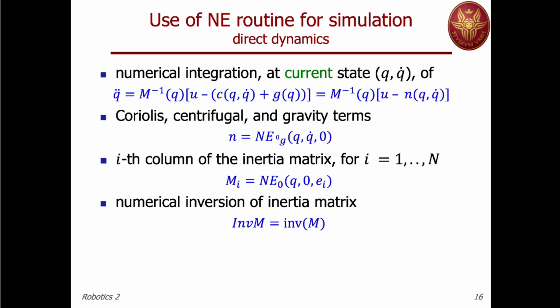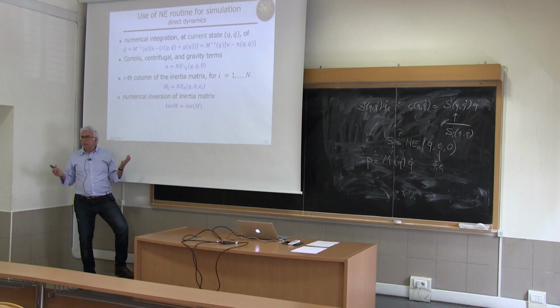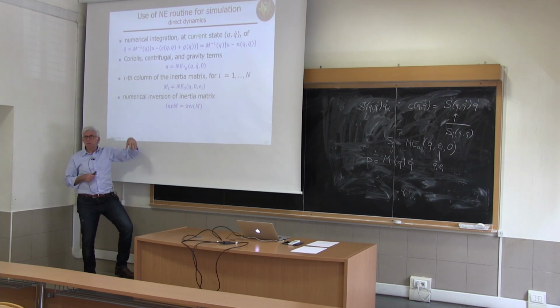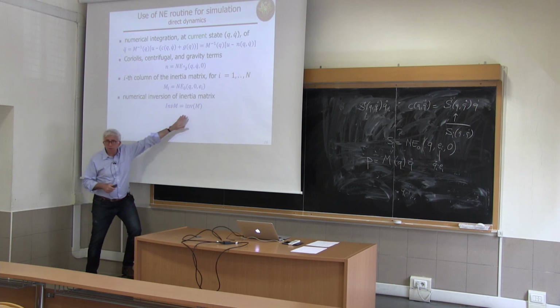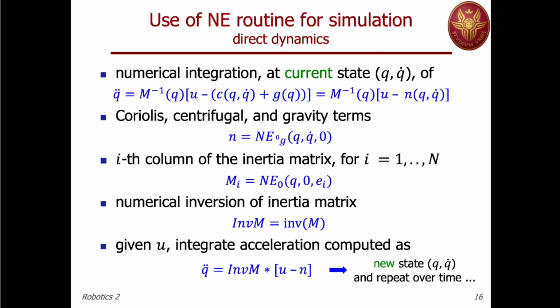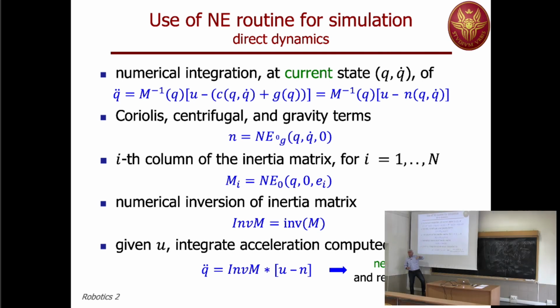a 7 by 7 for the KUKA lightweight robot, which has 7 revolute joints. So I take this matrix of numbers and I call the inversion routine of Matlab. I'm writing this in Matlab, but this would be not terrible in any language. I'm calling this inv m, and then this will be used to pre-multiply u minus n, to generate the acceleration, which will be integrated.